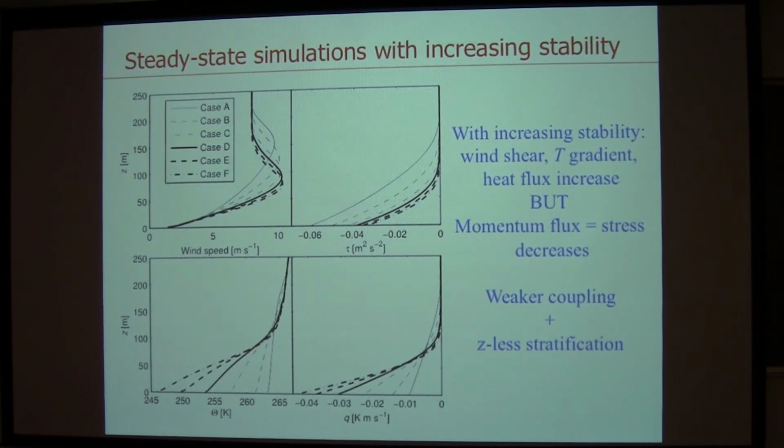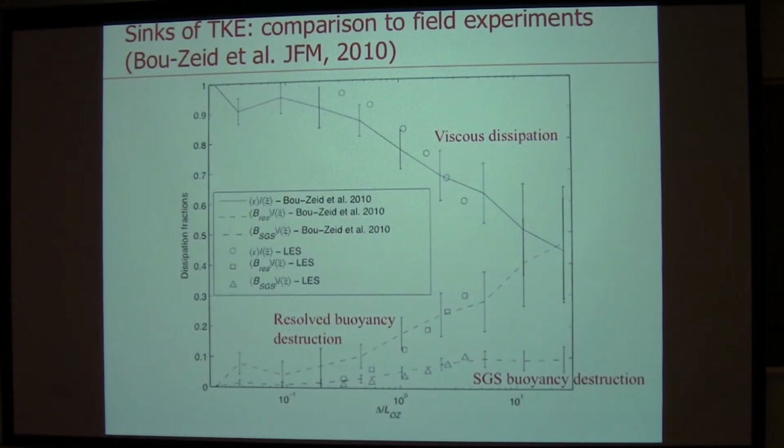And the idea of Z-less stratification is that if the coupling is so weak, at some point, what happens at 500 meters or 400 meters is completely independent of the distance to the surface, because the surface is not affecting these dynamics at all. As another validation for the higher stabilities, we try to see if in our LES we partition the destruction of TKE correctly. The sources of destruction are either viscous dissipation, or buoyancy destruction in the resolved scale, or buoyancy destruction in the subgrid scales.